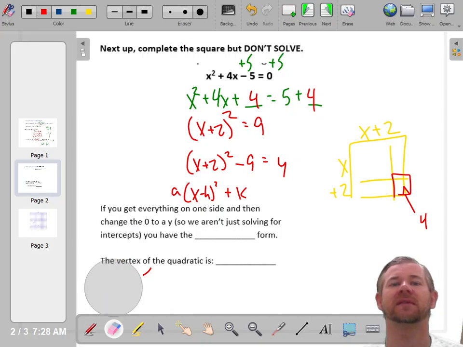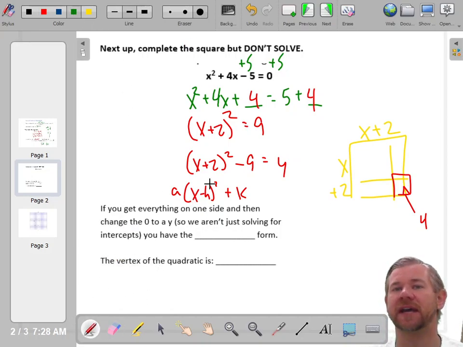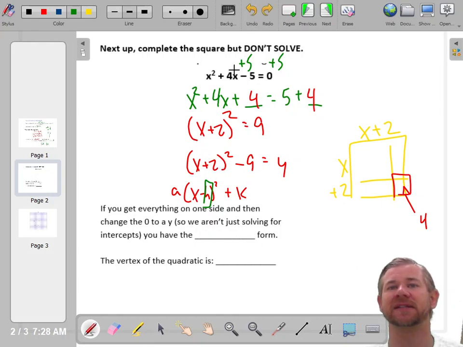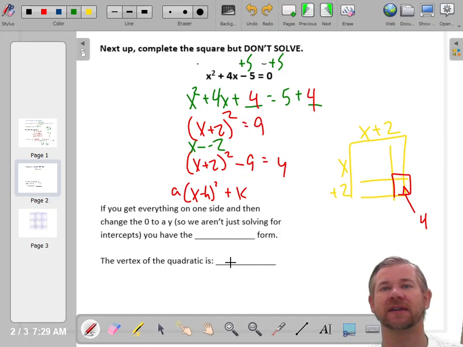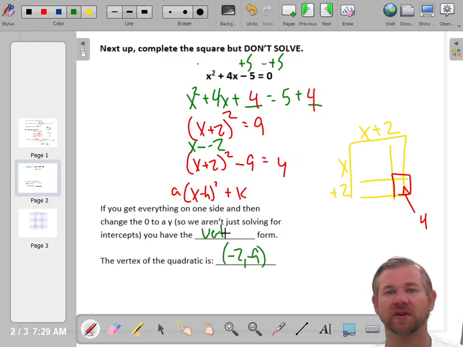So the vertex, it's supposed to be x minus h. So you think, well, what did they plug in there to get a +2? It must have plugged in -2. And on the outside, it's plus k. That means that the y-coordinate is -9. So the vertex is (-2, -9). This is called vertex form.